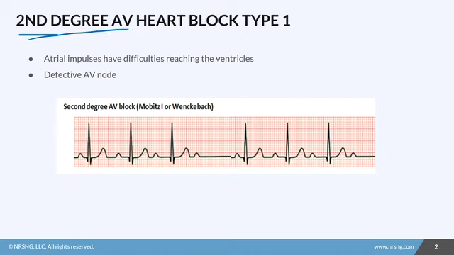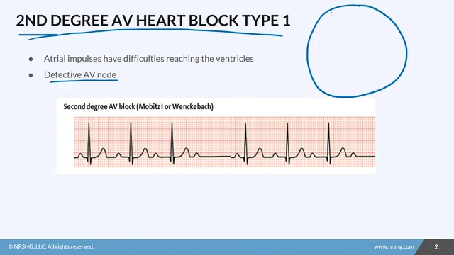In second degree AV heart block type 1, the atrial impulses have difficulties reaching the ventricles. This is usually because the AV node is defective. Here's our heart, here's our SA node, and here's the AV node. Sometimes the AV node delays impulses, just like in first degree heart block. The difference this time is that sometimes it gets by regularly, and other times it takes longer for the impulses to get down to the ventricles.